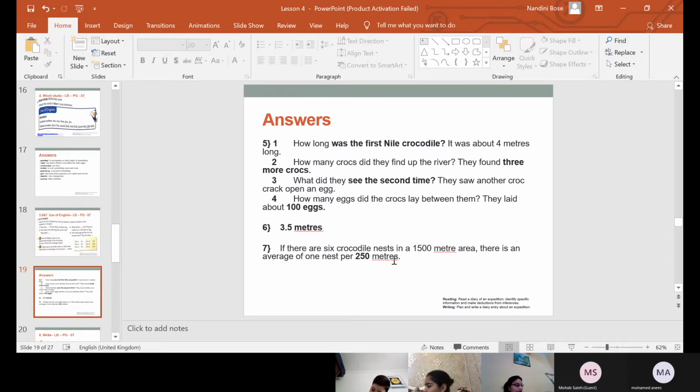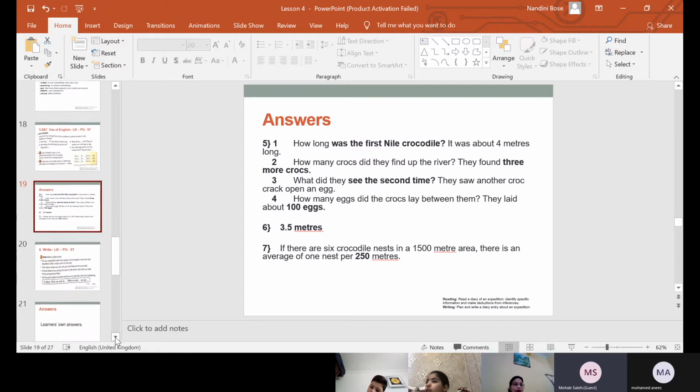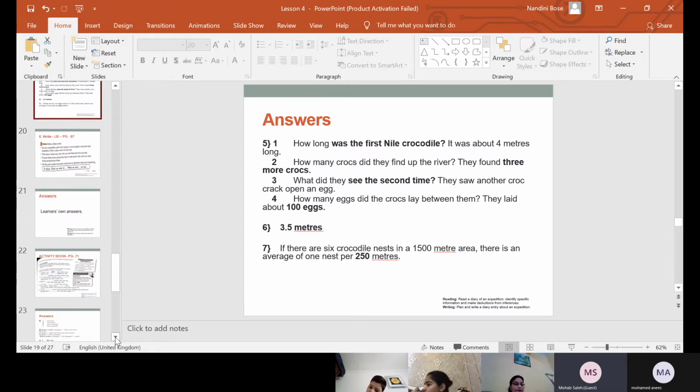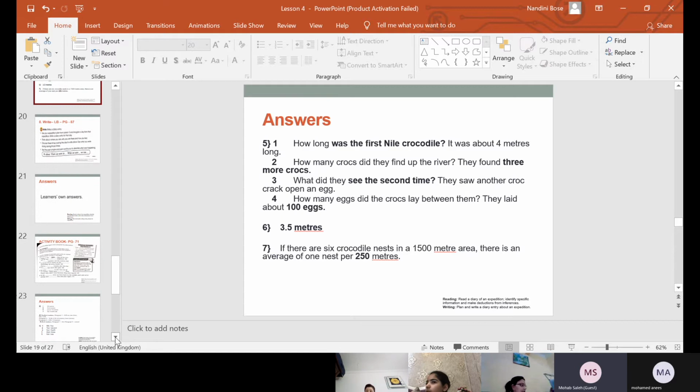Okay, when you finish doing this, close your learner's book, open activity book page 71. When you finish copying, please tell me.